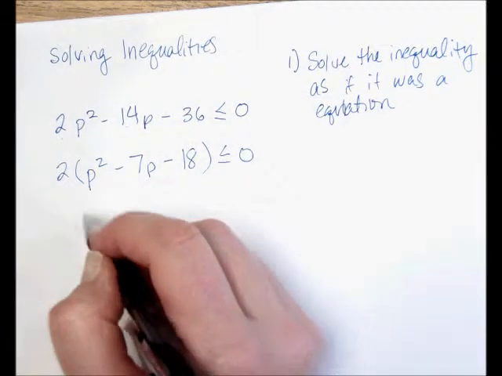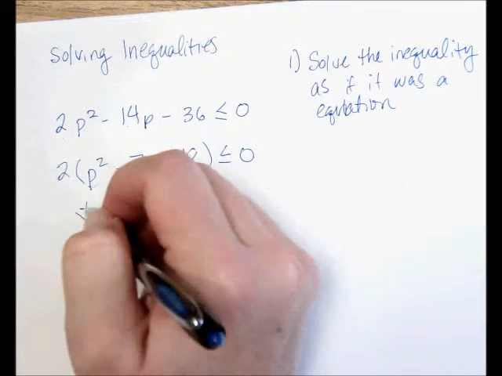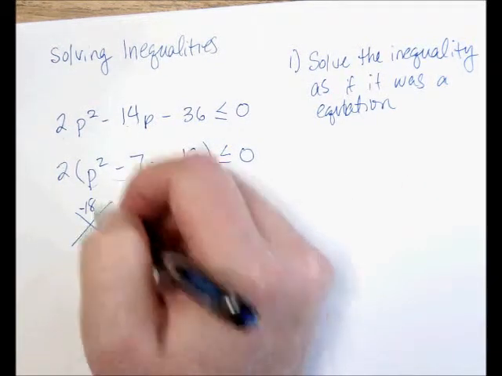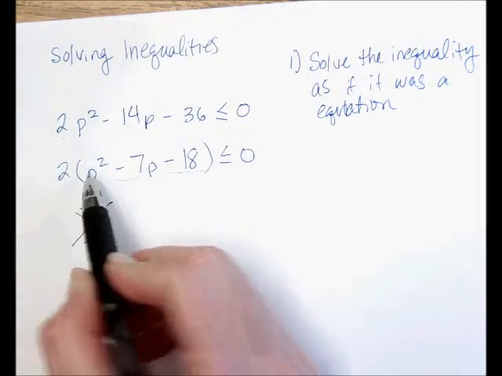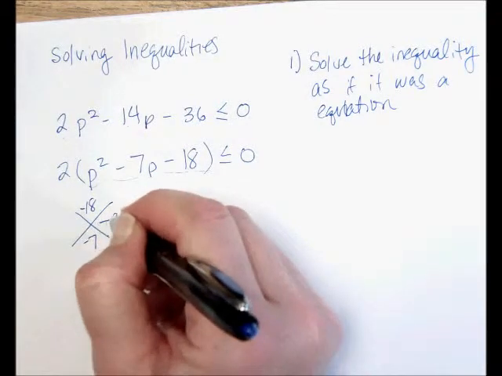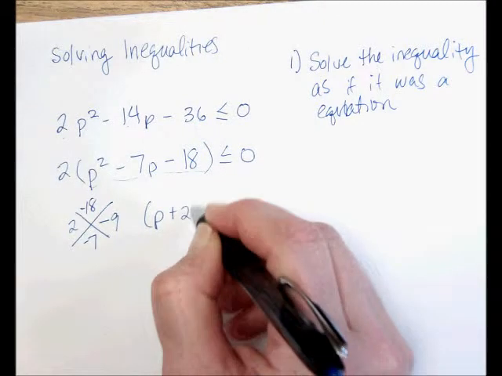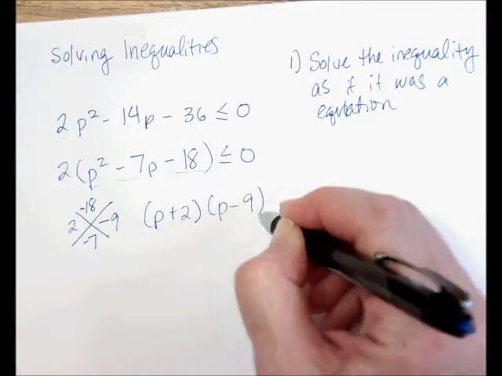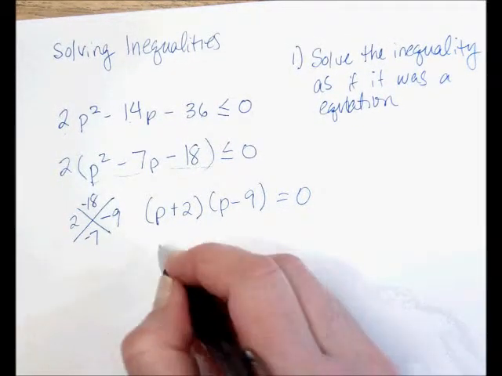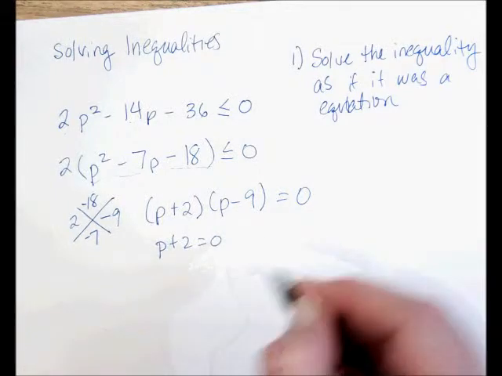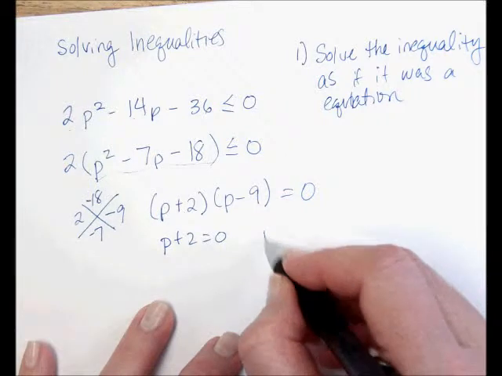Then at this point, I'm going to use the x factor to factor my quadratic. So that's going to be negative 18, and that's going to be negative 7. I use the x factor because at this point, a is equal to 1, because I factored out the 2. So I have the factors negative 9 and positive 2. So I have p plus 2 times p minus 9 is equal to 0, because I'm solving it as if it was an equation. To solve for p, I set each of the factors equal to 0.